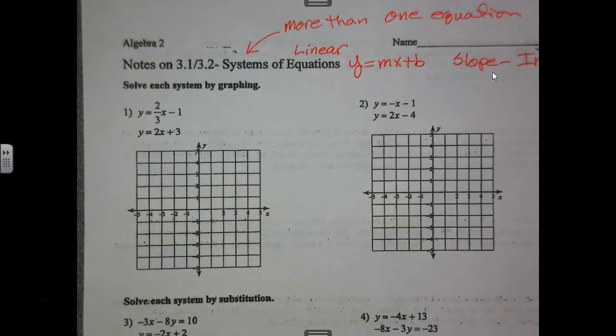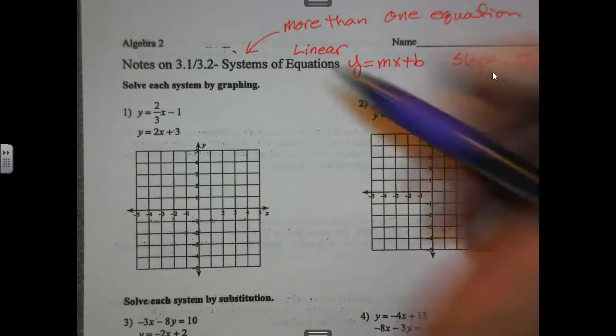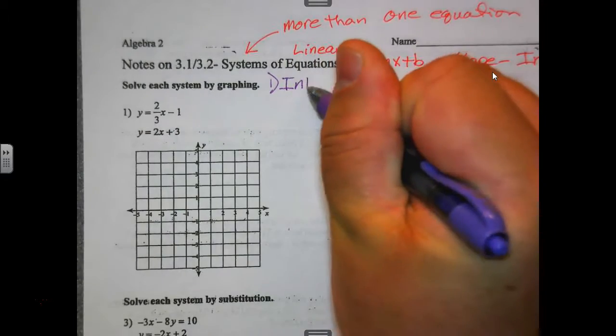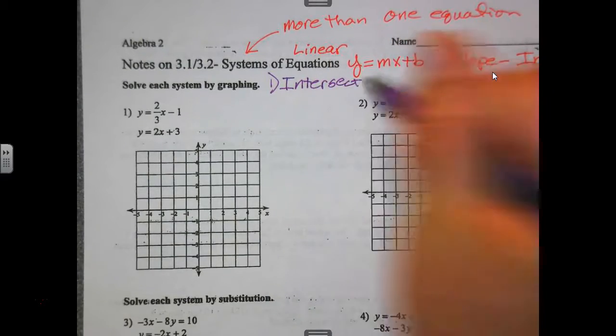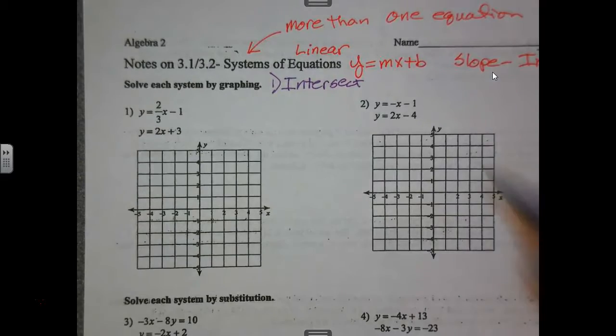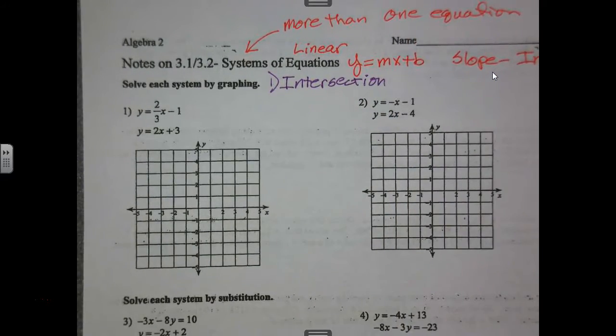If I have two lines, what are going to be my solutions or outcomes? I'm going to have three of them. If I draw two lines on a graph, what kind of outcomes do I have? They intersect, right? So the first one, they're going to intersect. When they intersect, what's going to be my answer?